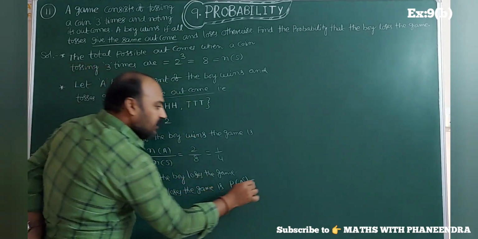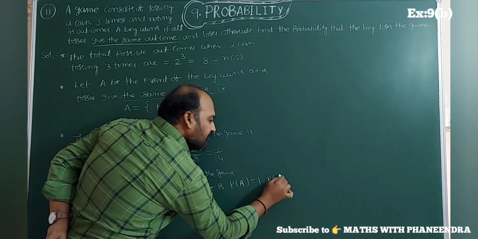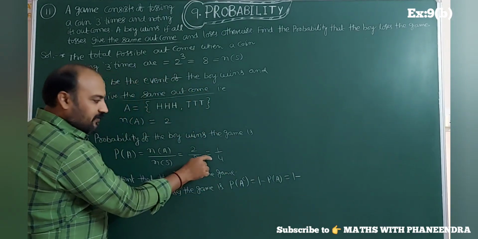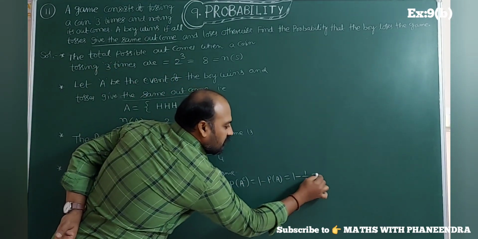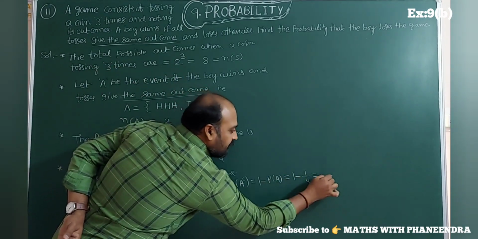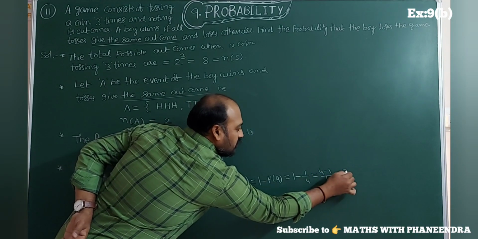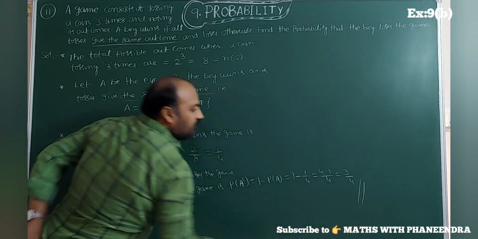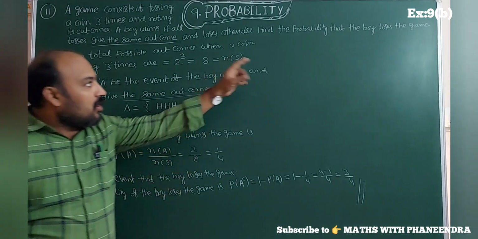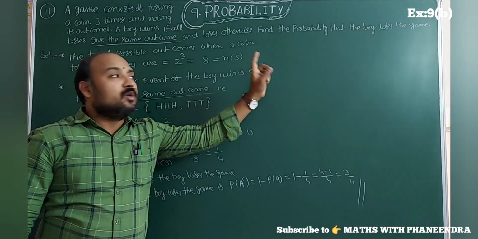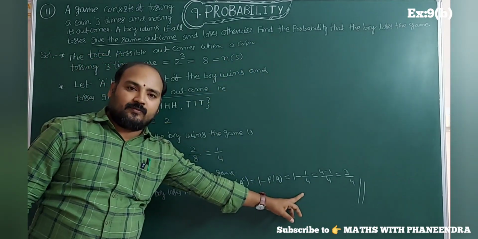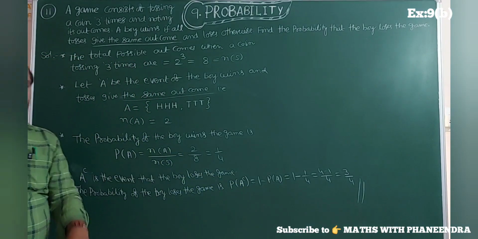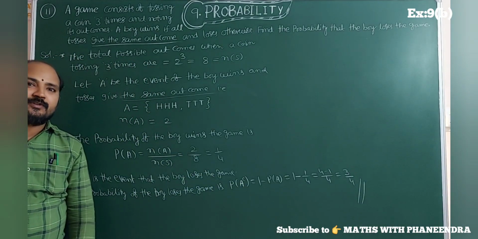P of A complement means 1 minus P of A. That is equal to 1 minus P of A value 1 by 4, which is equal to 1 minus 1 by 4. Take LCM 4. 4 minus 1, that is equal to 3 by 4. Therefore, the probability of the boy lose the game is 3 by 4. I hope everyone understand. We'll move on to the next question.